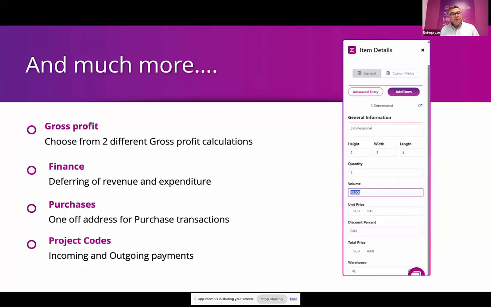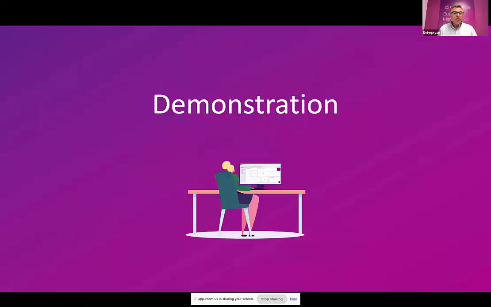I mentioned deferring of revenue and expenditure in the finance module. We have one-off addresses for purchase transactions. So if you're doing back-to-back transactions and you just want to ship it directly to a particular address, you can do that pretty soon as well. I mentioned project codes, incoming and outgoing payments.